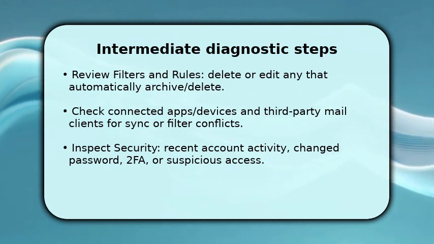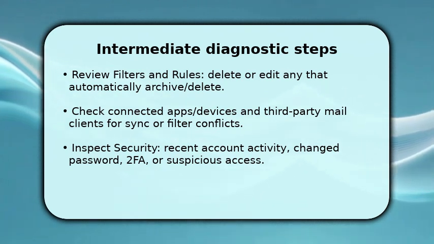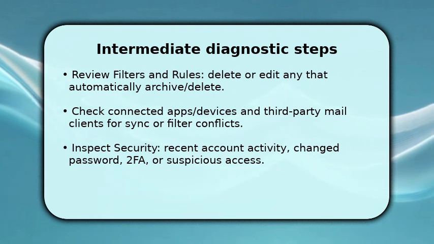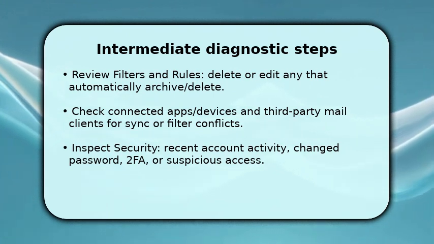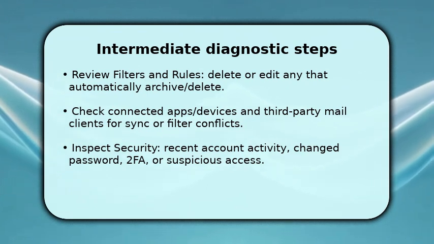Also verify account security. Changed passwords, revoked app access, and two-step verification can disrupt delivery. Secure or reauthorize devices so Gmail accepts incoming mail again. Finish by applying final corrective steps and a single troubleshooting tip.